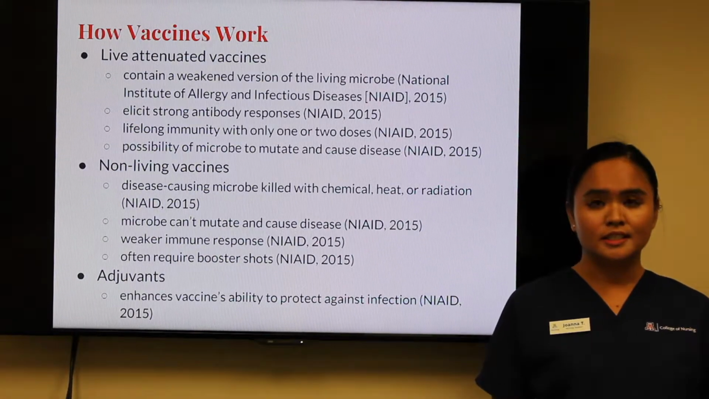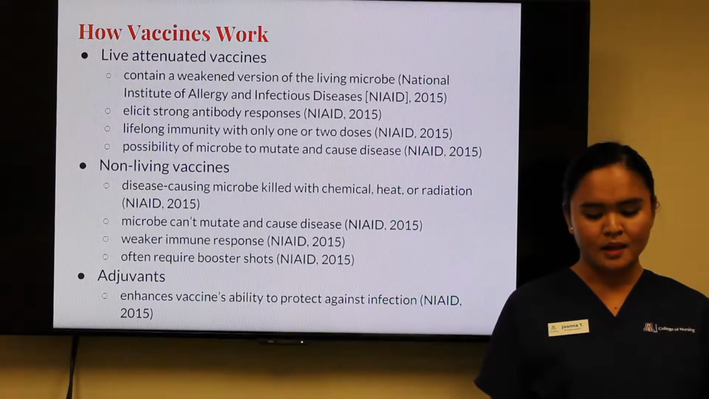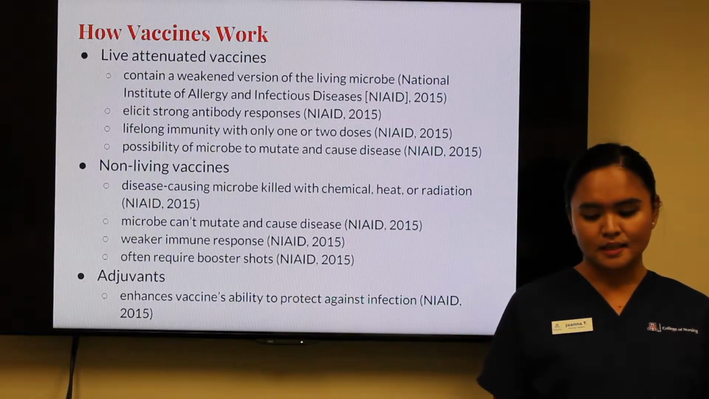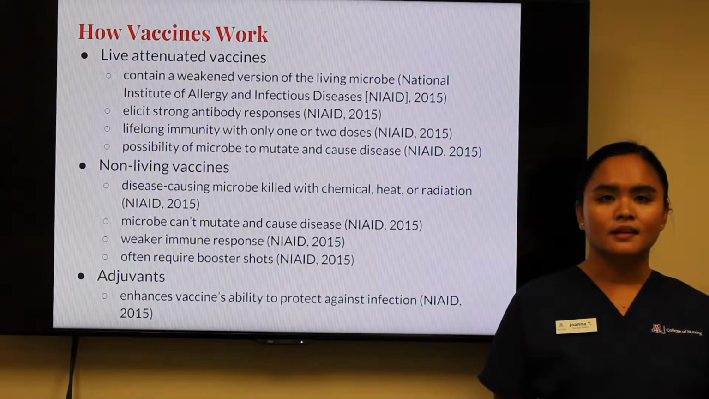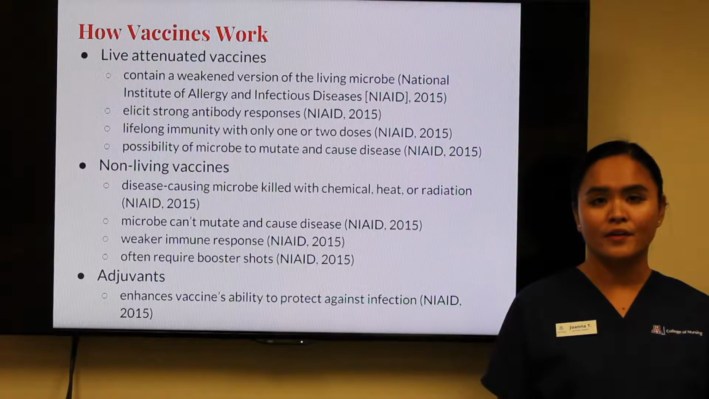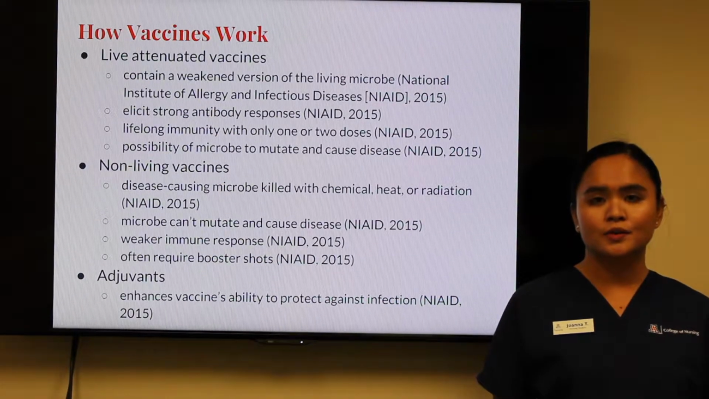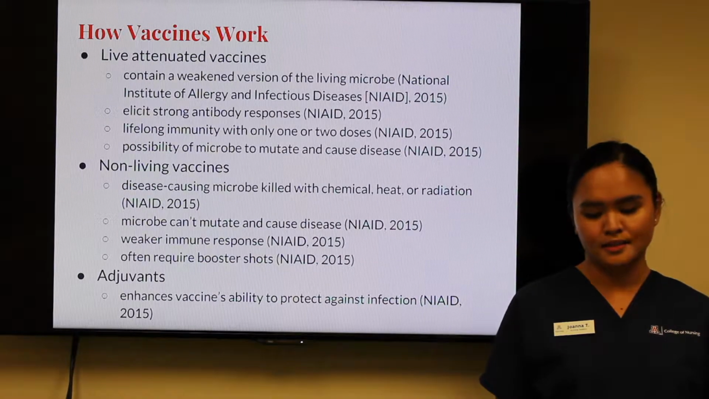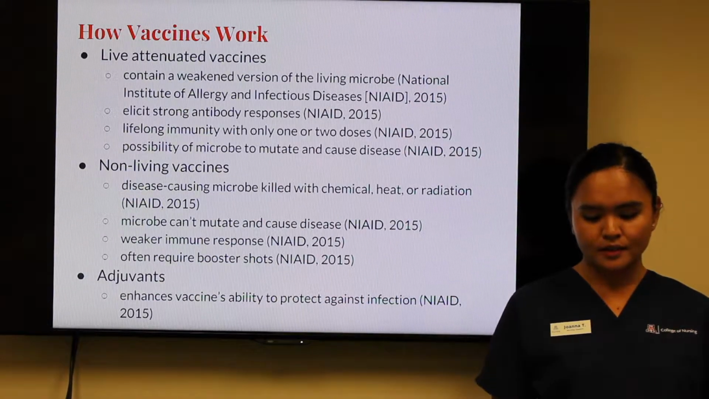Non-living vaccines are disease-causing pathogens killed through heat, chemicals, or radiation. Unlike live attenuated vaccines, the microbes can't mutate and cause disease, so it's a bit safer than the live attenuated vaccines. However, it stimulates a weaker immune response and usually requires 1 or 2 booster shots. Examples of non-living vaccines include typhoid, cholera, influenza, and the plague.